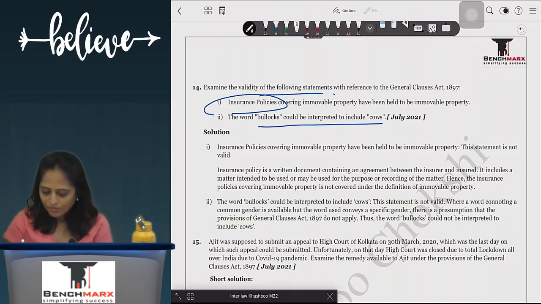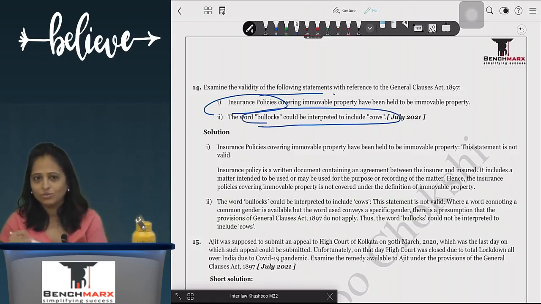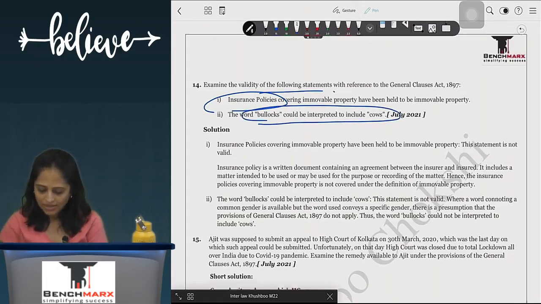The word bullocks could be interpreted to include cows. ये मैंने तुम लोग को बोला था एक. There's a case study which is there which is asked, so it is true.